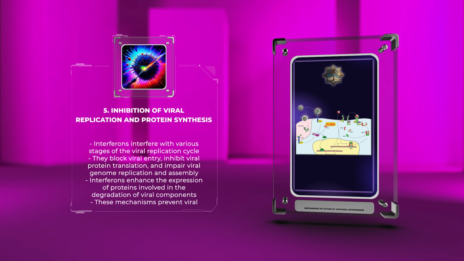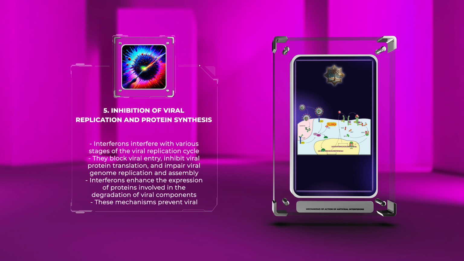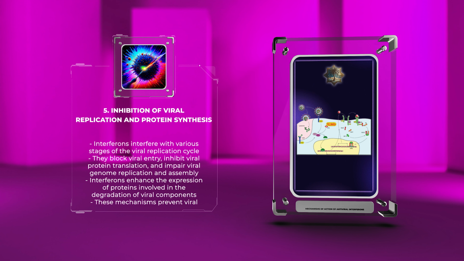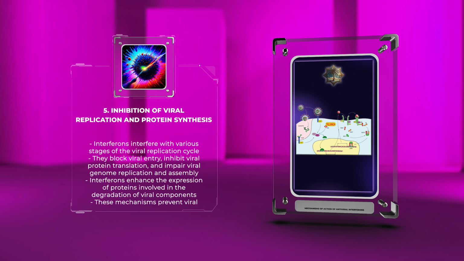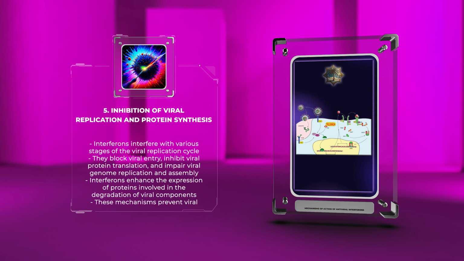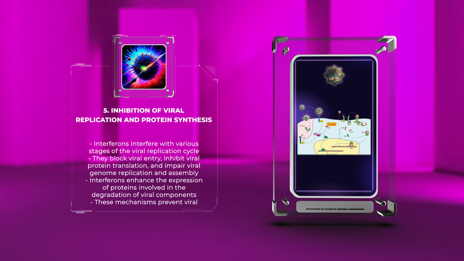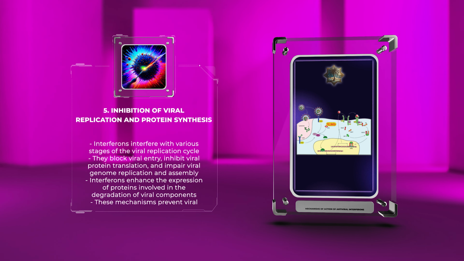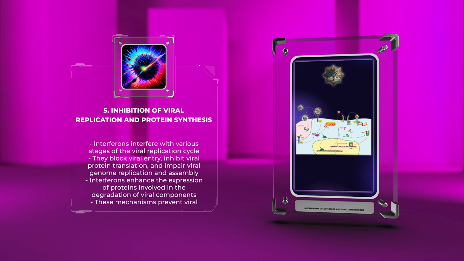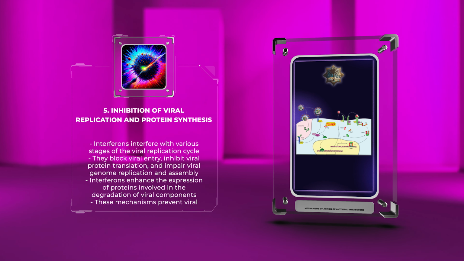Interferons interfere with various stages of the viral replication cycle to inhibit viral propagation. They elicit multiple inhibitory effects, such as blocking viral entry by downregulating viral receptors, inhibiting viral protein translation by targeting viral RNA, and impairing viral genome replication and assembly. Moreover, interferons enhance the expression of proteins involved in the degradation of viral components, such as proteasomes and autophagy-related proteins. These mechanisms collectively result in the prevention of viral spread and reduced viral pathogenesis.